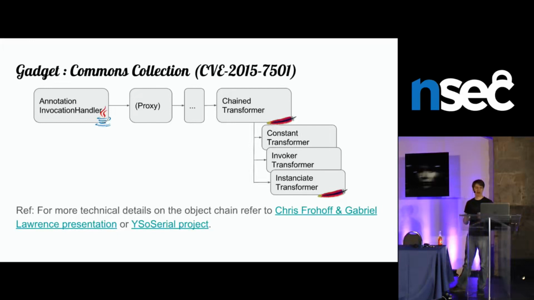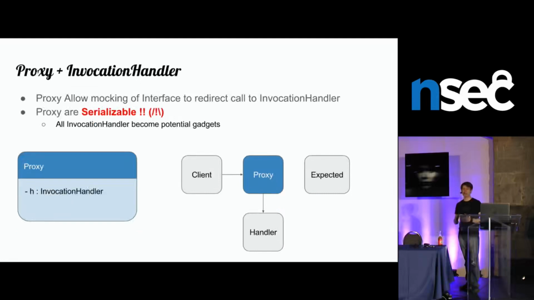The interesting thing to notice is that some of the classes, the ChainedTransformer, are not called with the readObject method. The way they are triggered is by using an InvocationHandler, and an InvocationHandler is a serializable object that is another entry point. So it's not only serializable classes that are interesting to attack, because in Java this is going to be a combination of an InvocationHandler and a proxy.